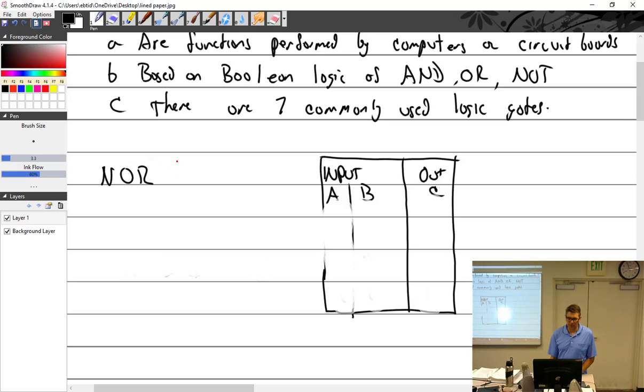NOR, or I like to call it inverted OR. Inverted OR. So, I should have done this one second because, you know, it was already drawn in there. Well, not bad. All right.